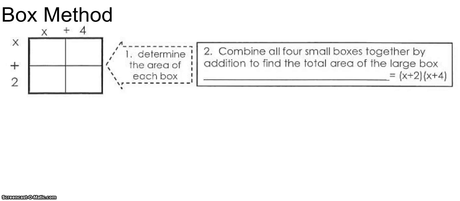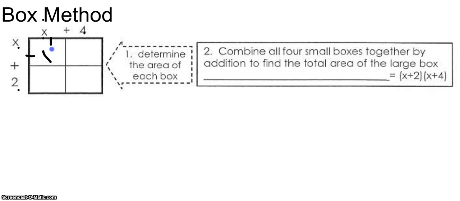So we're going to start with the box method for distributing polynomials, and what we're going to start with first is two binomials. So remember, binomials are the number of terms, and there's two terms. So here I have x plus 4, so there's one binomial, and then I have x plus 2, so there's my second binomial.